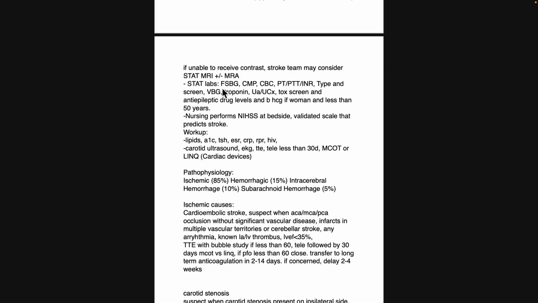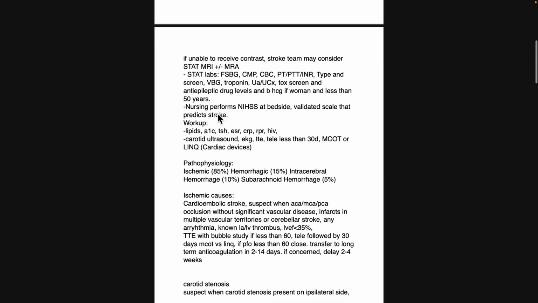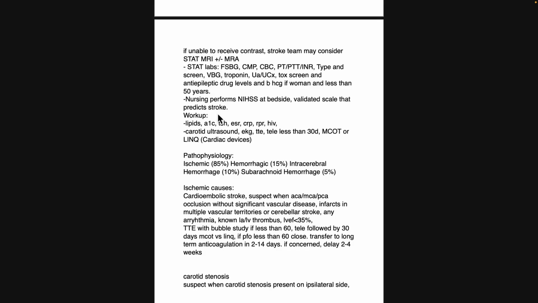Next things, so stat labs. So you order finger stick blood glucose, like I said, CMP, CBC, PT, PTT, INR, type and screen, venous blood gas, troponin, urine analysis, urine culture, tox screen, and anti-epileptic drug levels, and beta HCG if the patient's a woman and less than 50 years. So another thing to remember is nursing performs NIHSS scales at the bedside. There's a validated scale that predicts stroke. Make sure you ask for the nurses to be doing that if you're suspecting stroke.